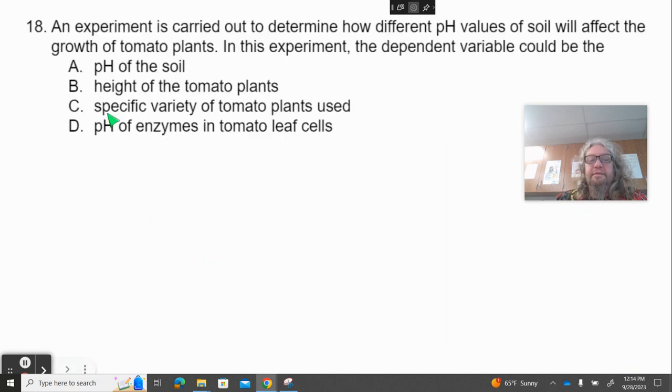18. An experiment is carried out to determine how different pH values of soil will affect the growth of tomato plants. In this experiment, the dependent variable could be A, the pH of soil, B, the height of tomato plants, C, the specific variety of tomato plants used, or D, the pH of enzymes in tomato leaf cells.